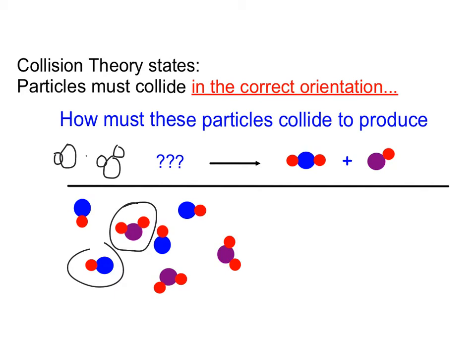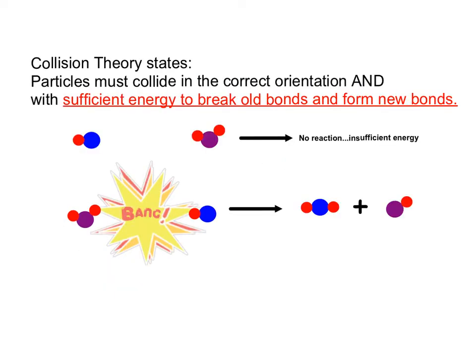There essentially has to be a collision between the edge of that molecule and the side of that molecule so that the red ball from my purple and red is able to be transferred to the opposite side like we see in this picture over here. All you need to worry about is that you need to know that molecules must collide in the right way and also must collide with enough energy to break the old bonds and form the new bonds.